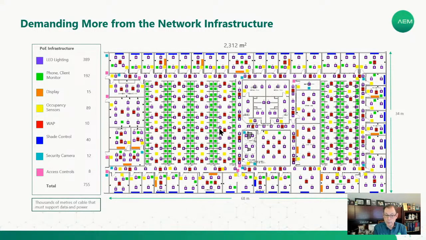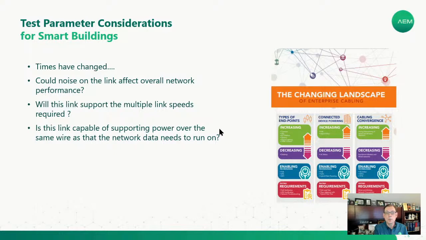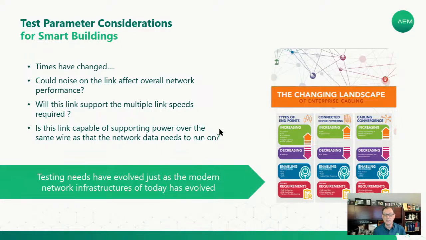So in this example here, we've got a pretty decent size building, a little over 2,300 square meters with about 750 plus devices and thousands of meters of cable that go into this. So this is why we need to be testing. We've got all these things being deployed. If the cabling isn't going to support not only getting the data to the endpoint, but also making sure that we've got adequate power to that endpoint, then we're going to have issues down the road. So we need to consider what are the additional things that we might need to be testing in addition to certifying the cable based on the standards.